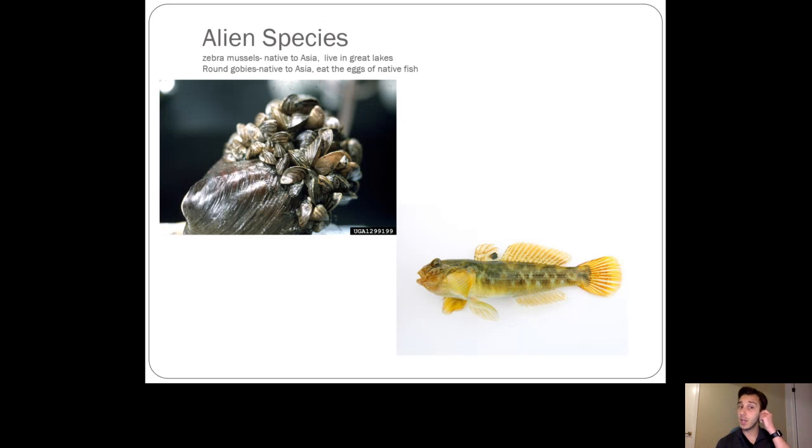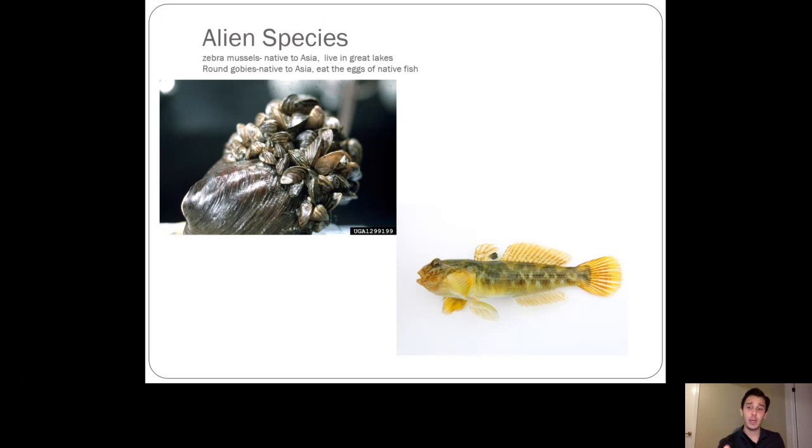Here's a couple examples: the zebra mussel and the round gobies. Okay, so zebra mussels are native to Asia, but we find a lot of them in our Great Lakes, like Lake Ontario. And the round gobies, that's the fish there, they're also native to Asia. And what they do is they actually eat the eggs of native fish. Okay, we can find those in Lake Ontario.